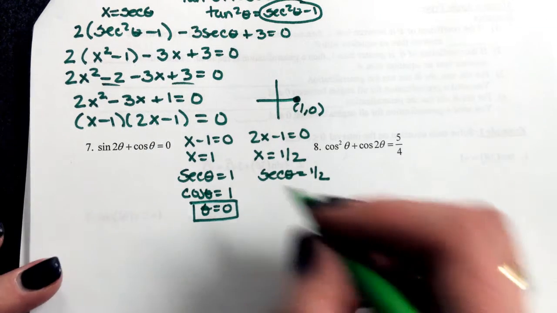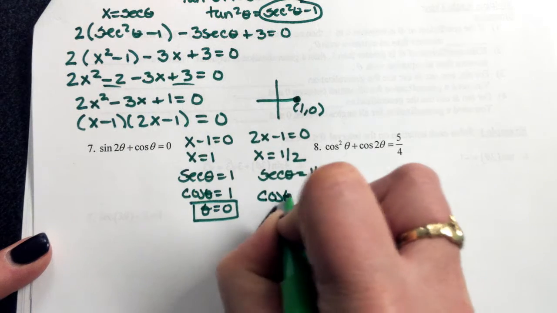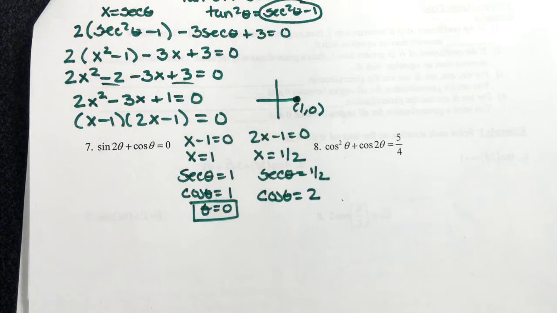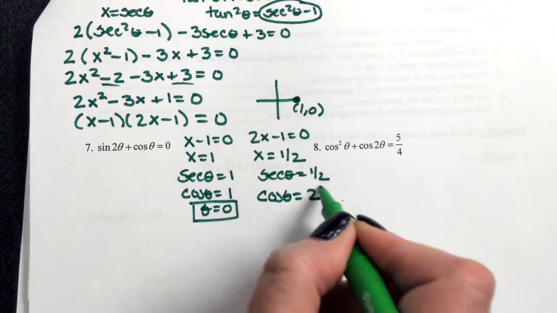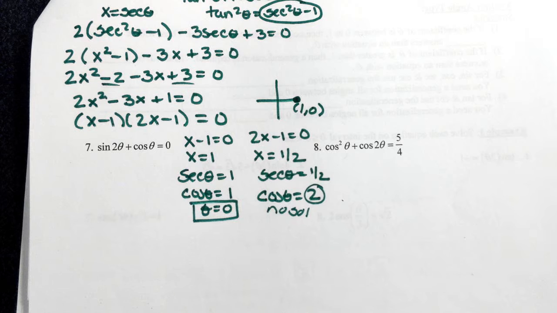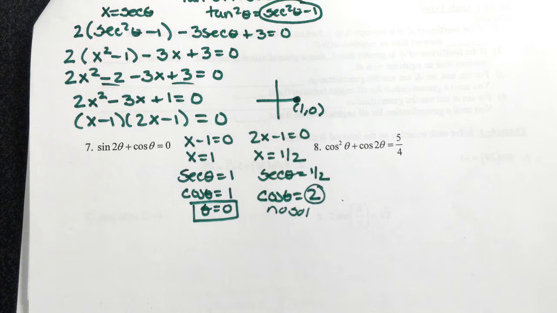Secant of theta is equal to 1/2, so I need to find where cosine theta is equal to 2. Is there any place where cosine is equal to 2? No. Remember what I've been mentioning to you: the range of cosine and sine is from -1 to 1. 2 is outside of that range, so this part has no solution. So you only have the one solution where theta is equal to 0. Any questions on example 5?